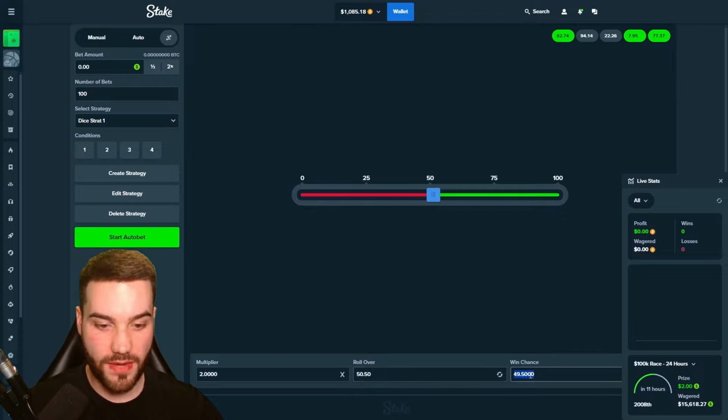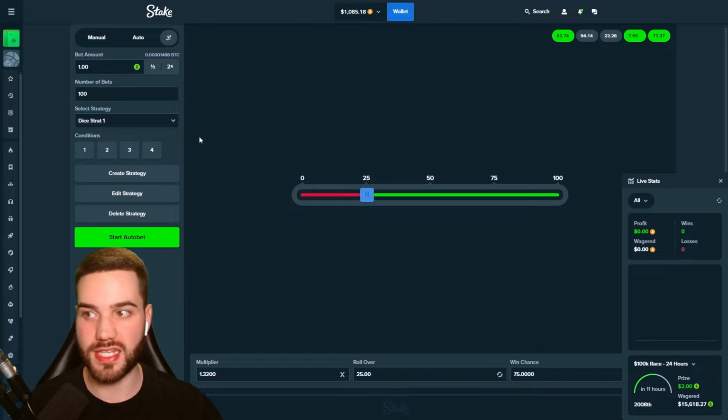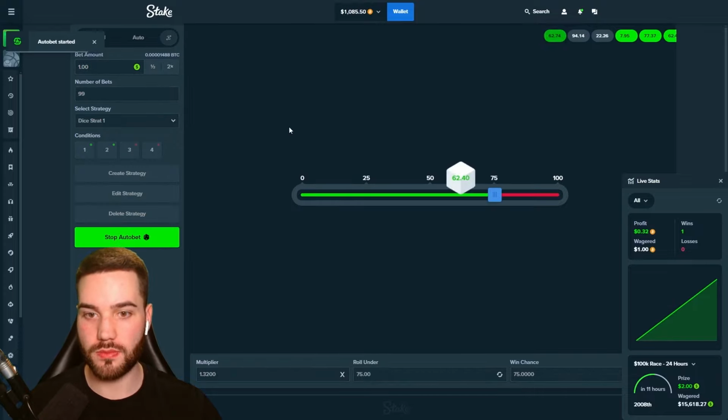So here we go, 75% win chance. Make sure you click this one. We're going to do $1 bets just like last time. Four different conditions. We already got it set up. Dice strat one. Let's go.